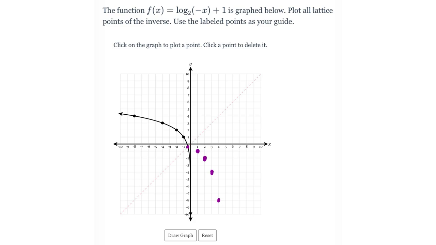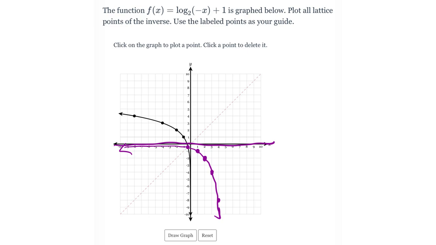And they're always going to cross at this dotted line, y equals x. And then if you have a vertical asymptote like we do here at x equals 0, then that will switch to a horizontal asymptote y equals 0, because again, you're switching x and y. X equals 0 becomes y equals 0. All right, there is our graph.